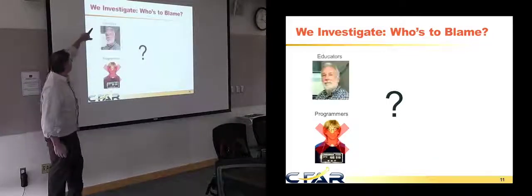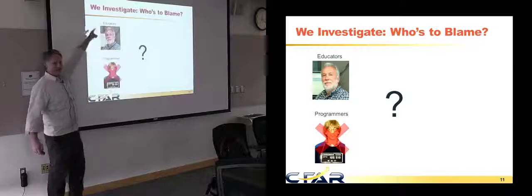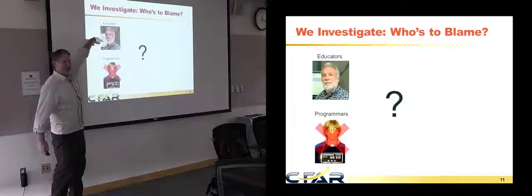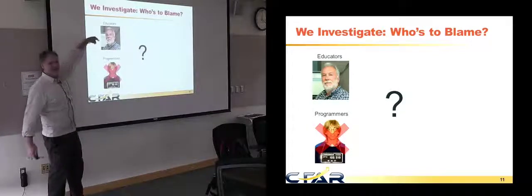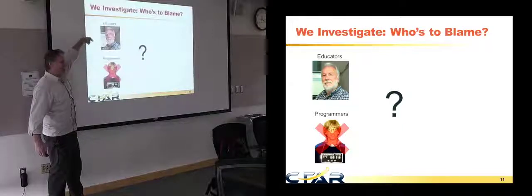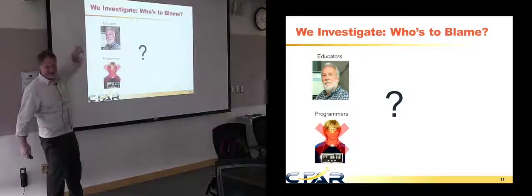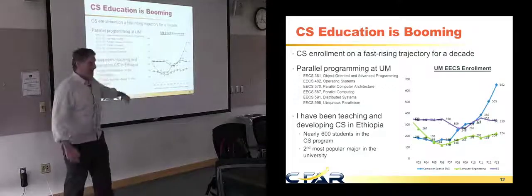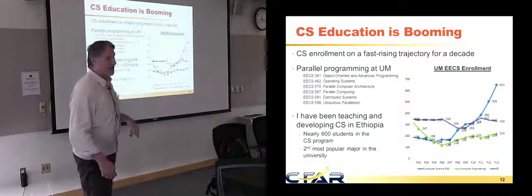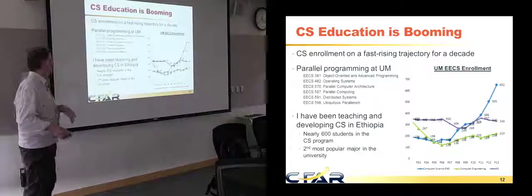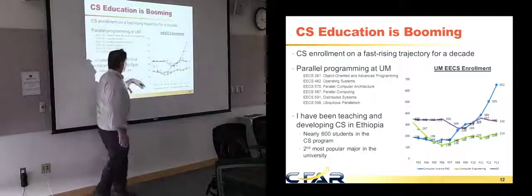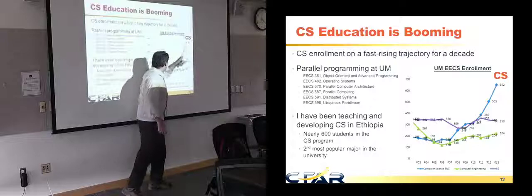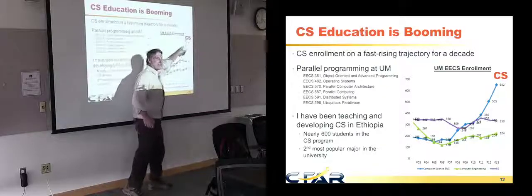So then people say, well, let's blame the educators. This is the guy that taught me parallel programming. This is Jim Goodman from University of Wisconsin. Let's blame the educators. And I say, nay again. CS is booming. Everybody wants to be in CS. It's the fastest growing area in the university here at Michigan. Here you can see CS enrollment over time. It's really on its own Moore's law trajectory.